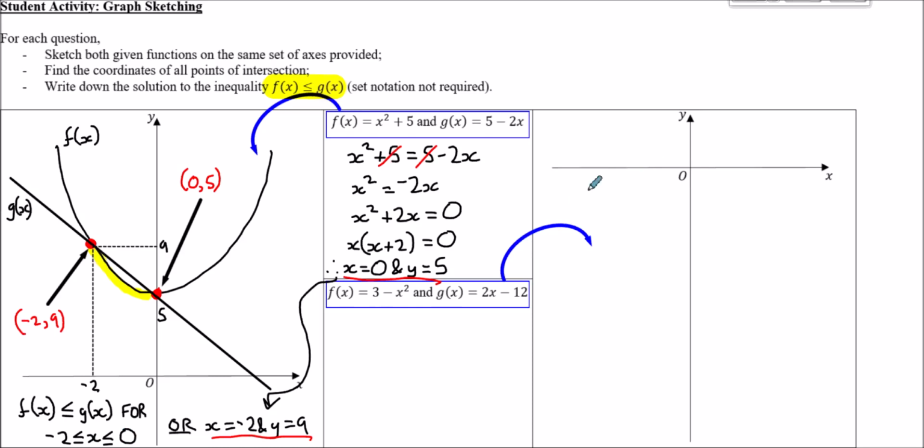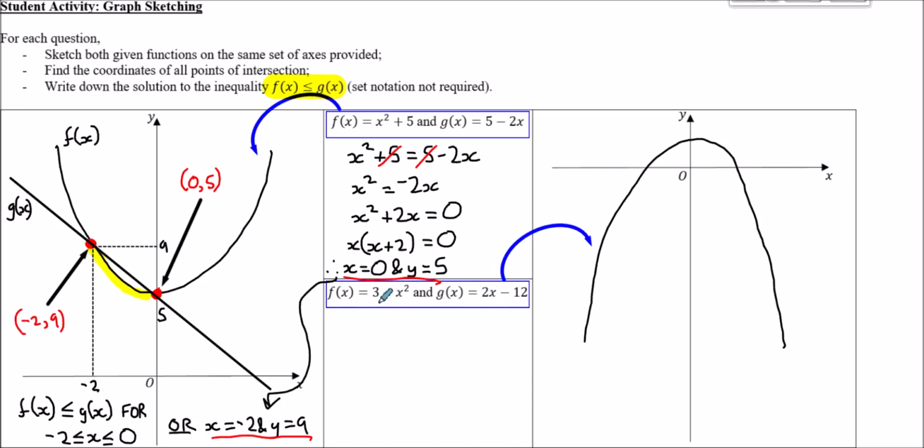This one next. So f of x is 3 minus x squared, and g of x is 2x minus 12. Okay, so f of x is going to be a negative quadratic with y-axis intercept at 3. So we can sketch this on first of all. Then come back down the other side. Like so. And g of x is 2x minus 12. But again, let's just consider first of all where these might cross.